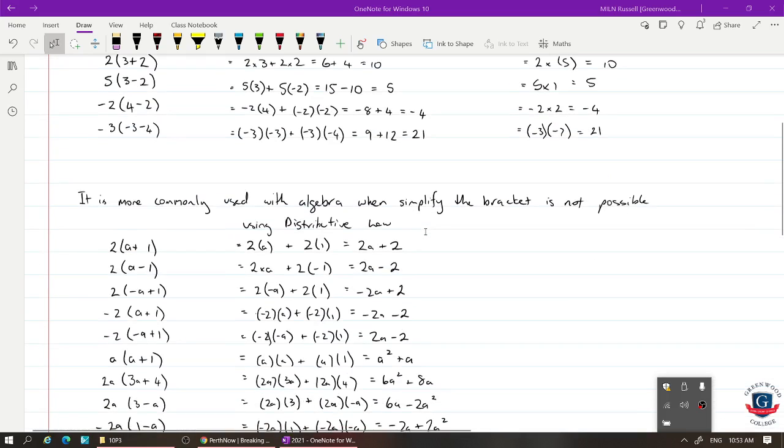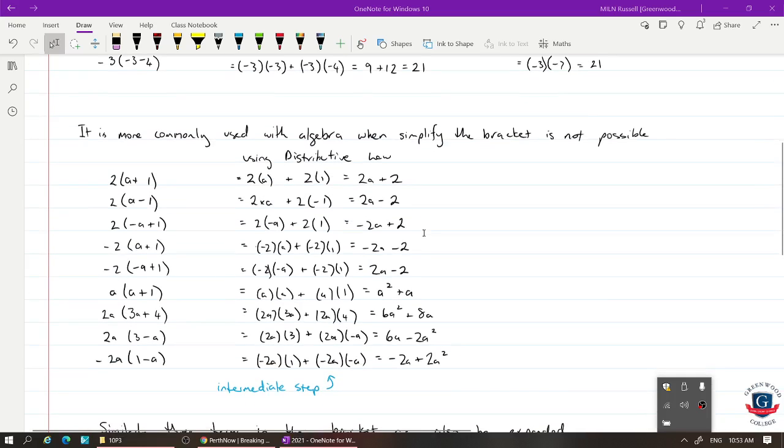Now where this becomes more useful is when we do it with algebraic expressions. So let's have a look here. 2 times a plus 1. Now we can't simplify a plus 1 with BIMDAS anymore, so this is where distributive law comes into play a little bit more often. We can expand this and simplify it by multiplying it out. 2 times a plus 2 times 1 will give us 2a plus 2. We can't simplify any further because we can't collect terms that are unlike.